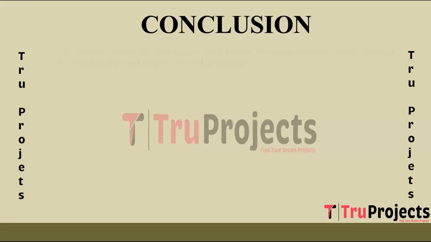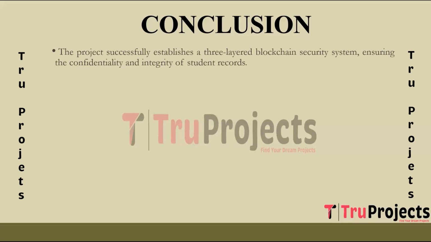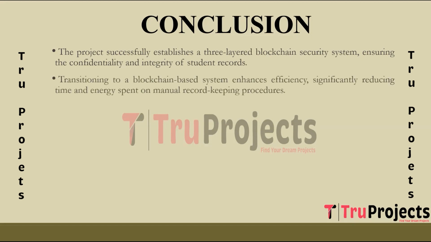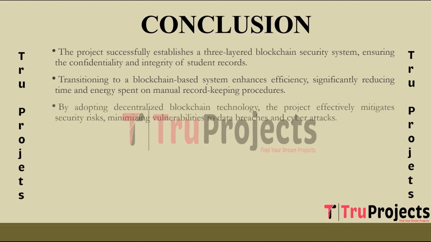Conclusion of the project. The project's successful implementation of a robust blockchain-based security system ensures the integrity and confidentiality of student academic records through the three-layered approach. A key takeaway is achieved efficiency in record management, reducing the time and energy previously expended in manual procedures. The transition to a blockchain based system has streamlined processes for enhanced activities. The project has effectively addressed security risks associated with the centralized data storage by adopting decentralized blockchain technology.